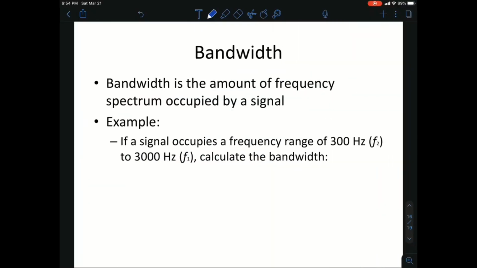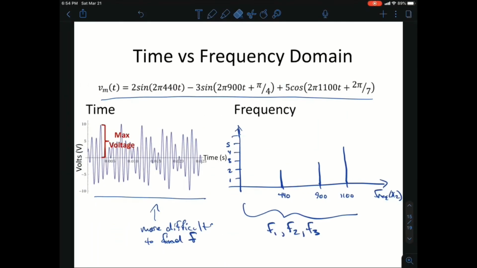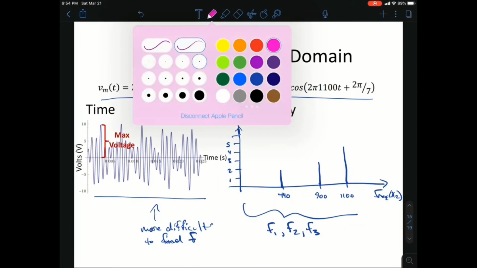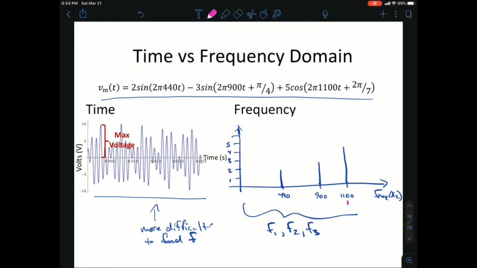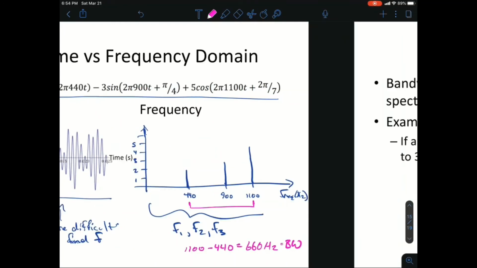One of the important concepts is bandwidth, and bandwidth is how much of the frequency spectrum is being occupied by a signal. So if we go back to our previous example and talk about how much bandwidth this actually takes up, we can see that it's spread from 1100 hertz to 440 hertz, and this is going to be its bandwidth. The way we'd figure that out is we'd say, hey, what's 1100 minus 440? That's 660 hertz, and that equals the bandwidth of that signal.